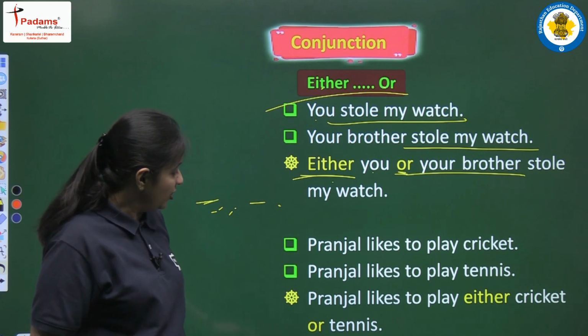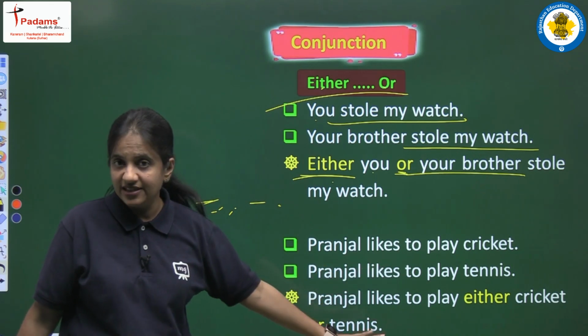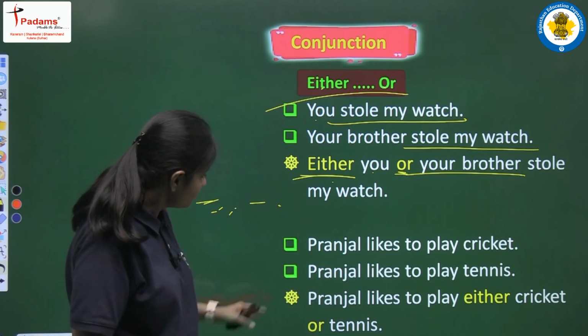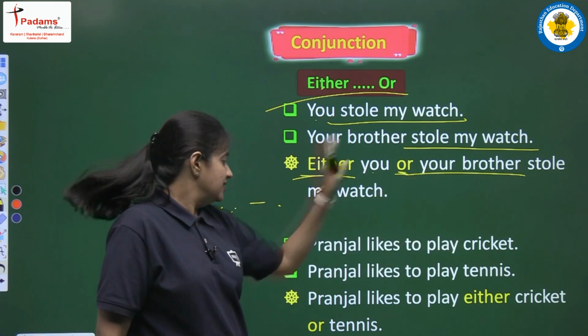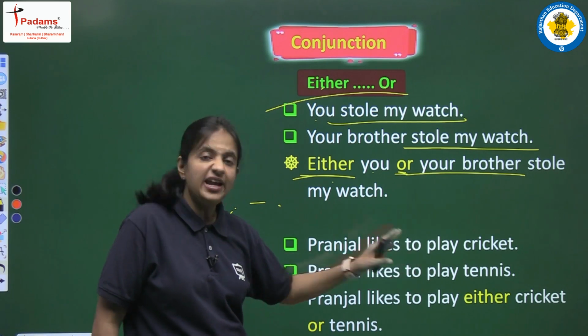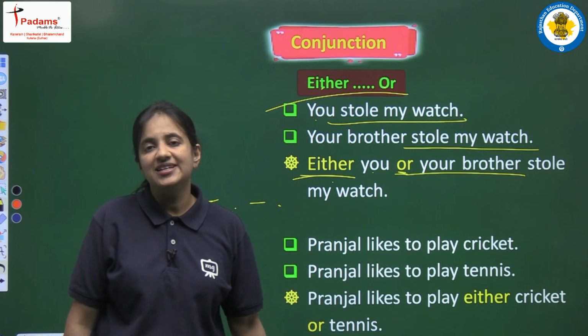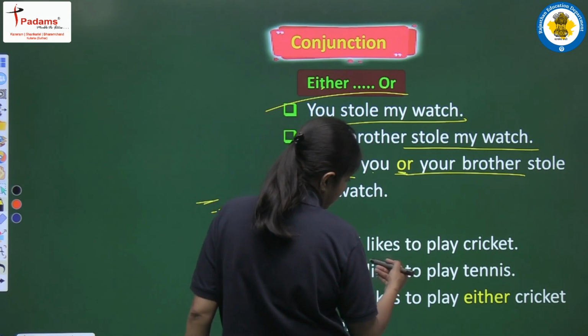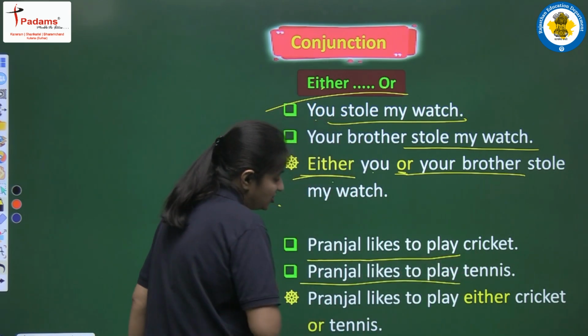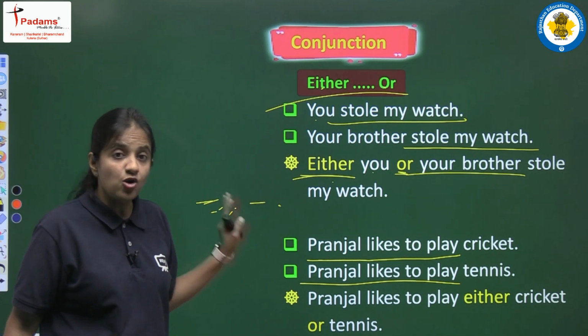Moving on, one more example we are having related with either or. So let's read the sentence. We are having: Pranjal likes to play cricket. Second, Pranjal likes to play tennis. Again we have to understand the common part. So here we can see the common part is Pranjal likes to play. So this is the common part.